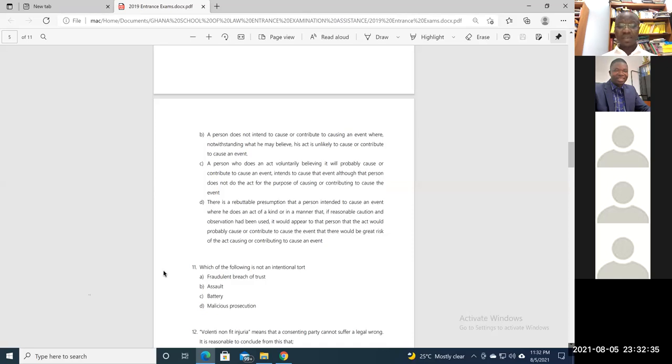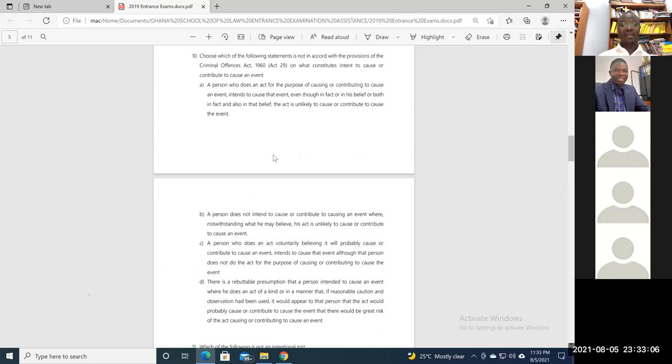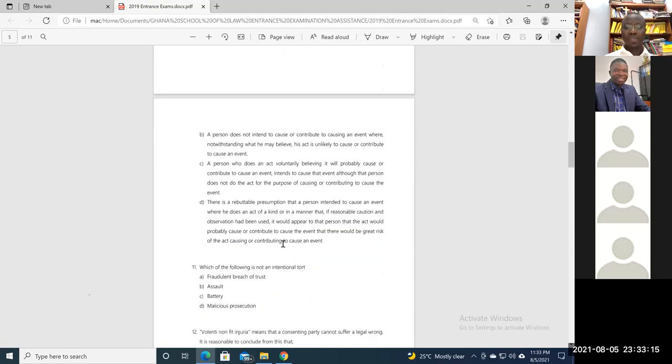D, there's a rebuttable presumption that a person intended to cause an event, where he does an act of a kind or in a manner that, if reasonable caution and observation had been used, it would appear to that person that the act will probably cause or contribute to cause the event. There will be great risk of the act causing or contributing to cause an event. Now, of course, C and D are all contemplated by section 11. And if we look at A, C, D, they are all contemplated by section 11. So the most likely answer will be B.